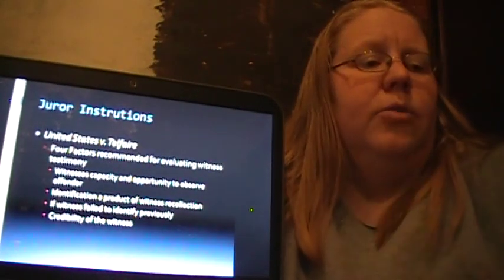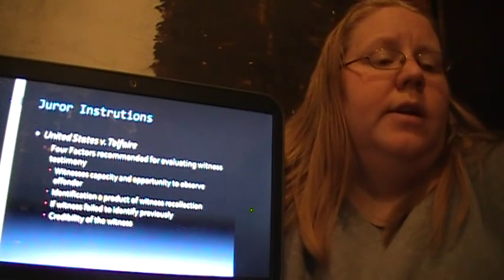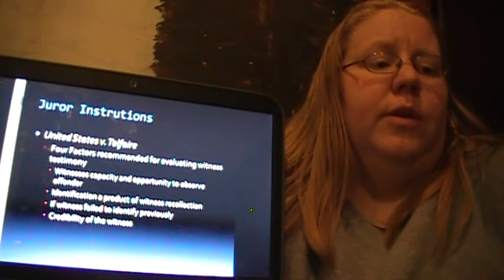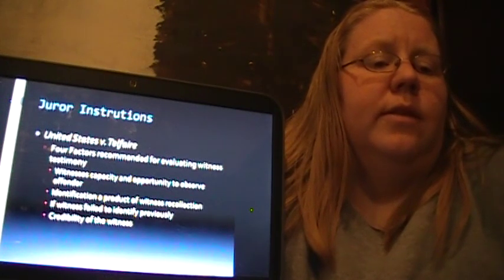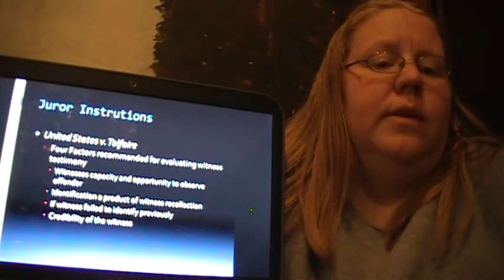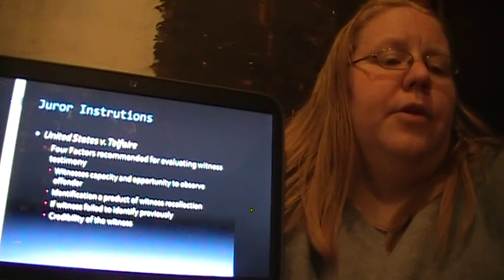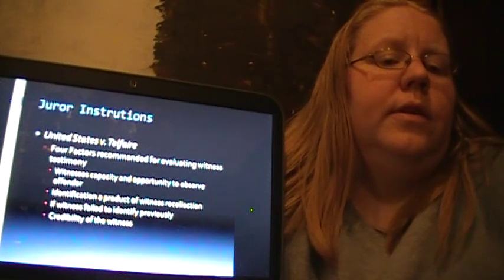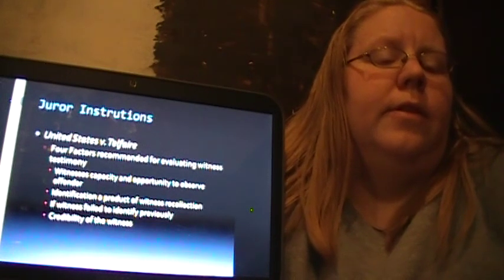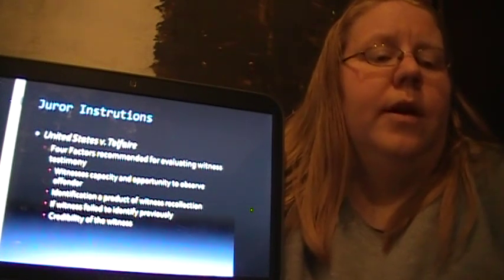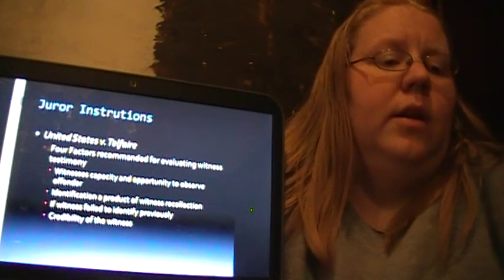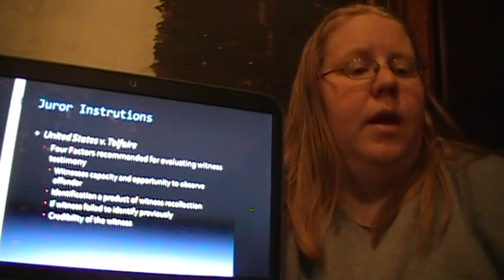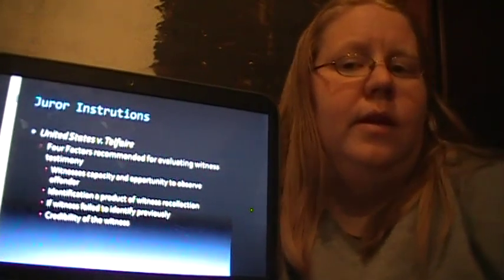In United States v. Telfair, they developed 4 factors for jurors to consider when evaluating witness testimony: the witness's capacity and opportunity to observe, the identification is a product of the witness's recollection, if the witness failed to identify the suspect previously, and the credibility of the witness.